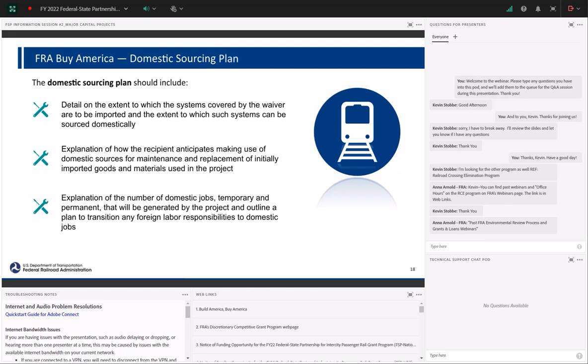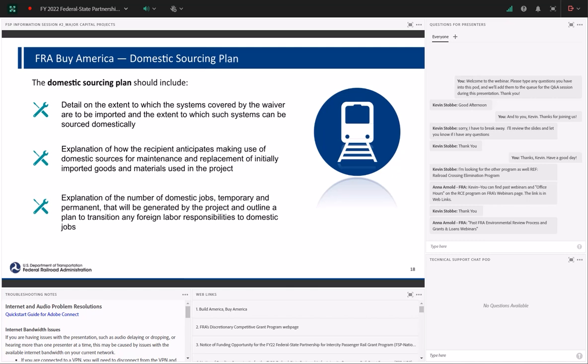The more information that an applicant can provide in the domestic sourcing plan helps FRA evaluate the extent to which any waiver that would be needed can be developed, so that FRA can look at a project-by-project basis to develop that waiver of the Buy America, Build America requirements. Again, FRA expects that a project, to the extent possible, is being developed to maximize domestic sourcing and be compliant with the Buy America requirements. However, we understand that there may be a need for certain technologies or certain approaches to request a waiver, and therefore the waiver process is available.